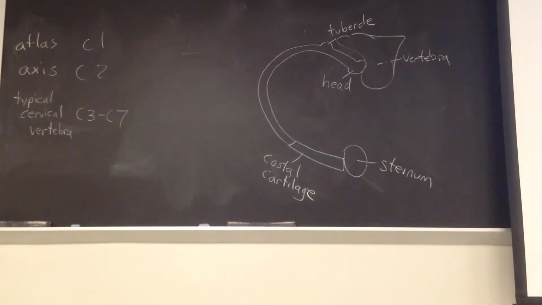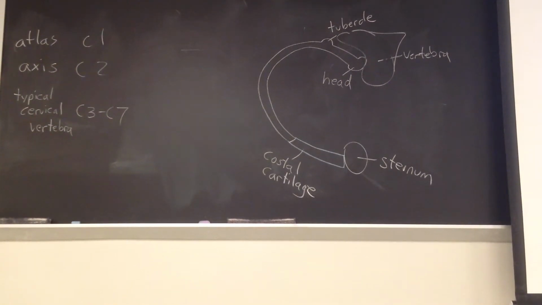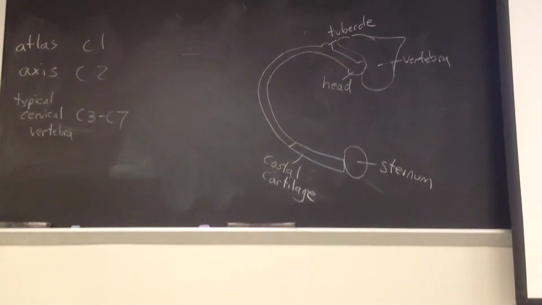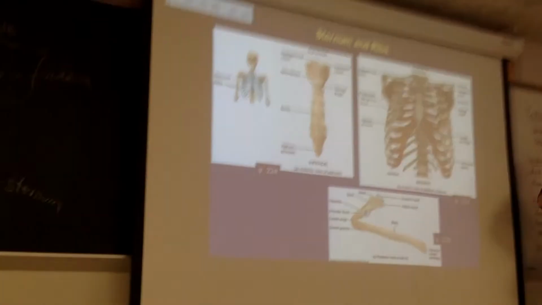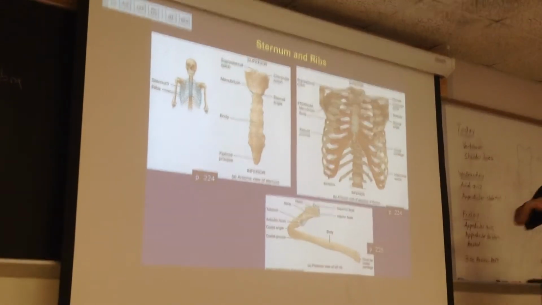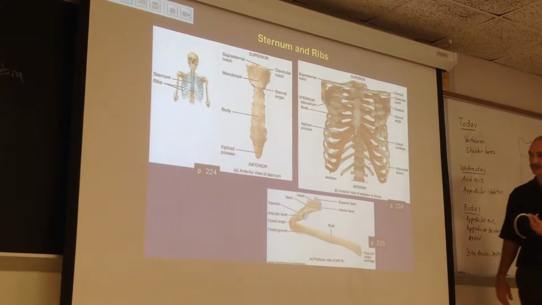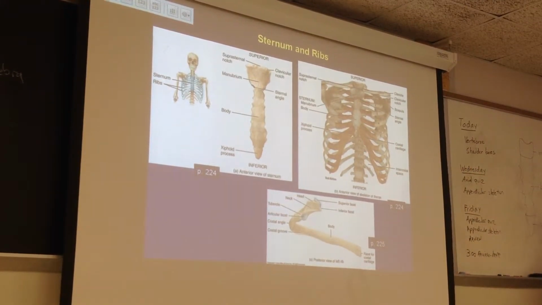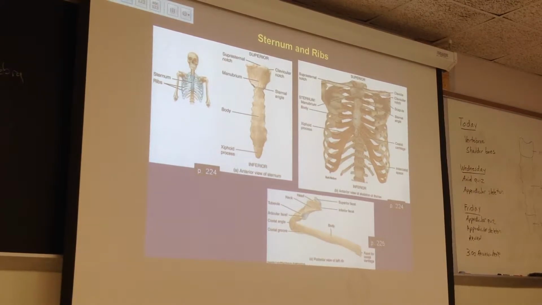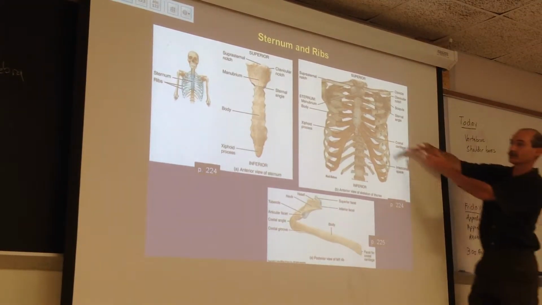Ribs are numbered 1 through 12 again, starting with 1 at the top. The very bottom pair of ribs are called floating ribs because they don't connect to the sternum at all. They are ribs, they just don't connect to the sternum. There's a little bit of cartilage on the end of them, but not very much. They call them false ribs, don't they? False ribs are the group right up here.